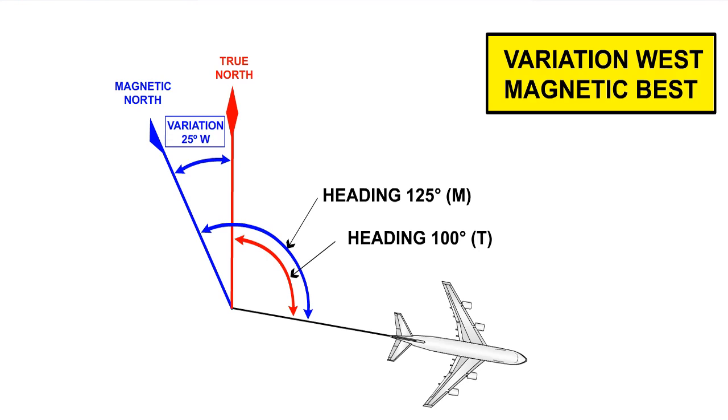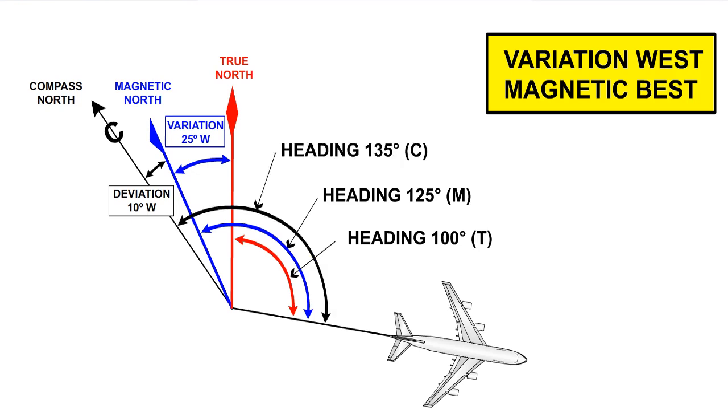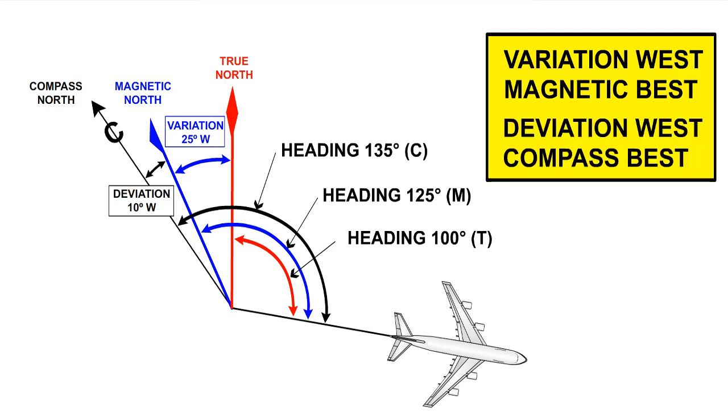Now suppose we have determined the deviation on an easterly heading to be 10 degrees west. In other words, compass north is 10 degrees to the west of magnetic north. We can see that the angle between the heading and compass north is another 10 degrees, so the compass heading would be 135 degrees. The deviation is west, and the compass heading is best. In other words, more than magnetic.